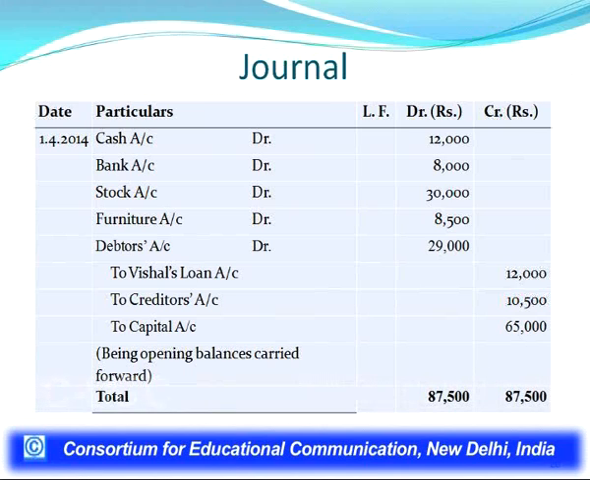Capital in this question is not given, so it is a balancing figure here, assets minus liabilities. Total assets are 87,500 while total liabilities given are 22,500. So, the difference is the capital. So, the capital is 65,000. So, this opening entry is passed by all the firms at the beginning of the accounting period.